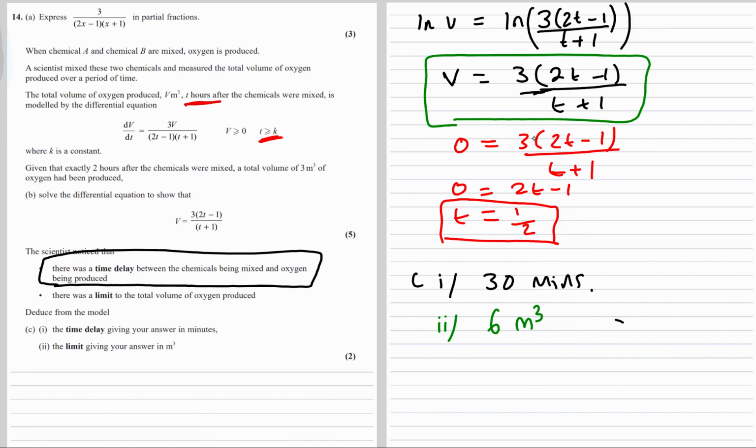If you didn't take that approach, if you actually wanted to work it out, so you've got 3 on the top. Now this (2t − 1) over (t + 1), 2t is always going to be double the t. So when t is 100, it's going to be 199 over 101. When t is 1,000, it's going to be 1,999 over 1,001. So it's going to get closer and closer to 2. So it's going to get closer and closer to 3 times 2, which is 6.